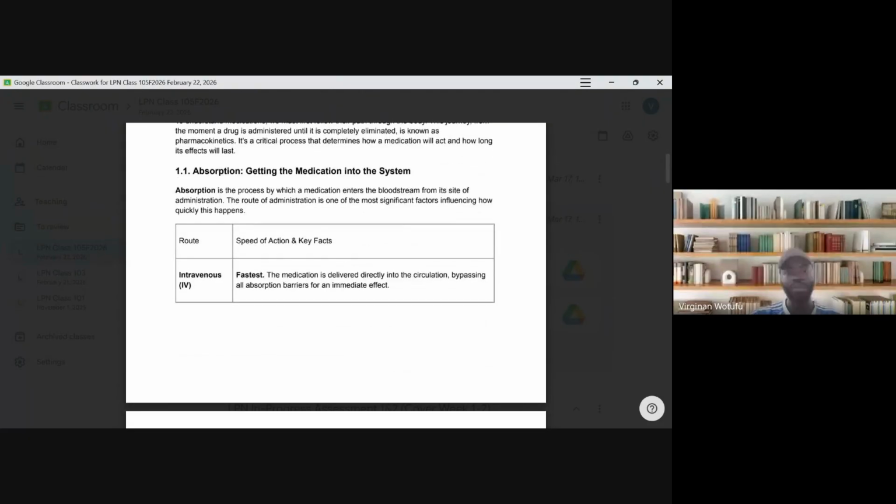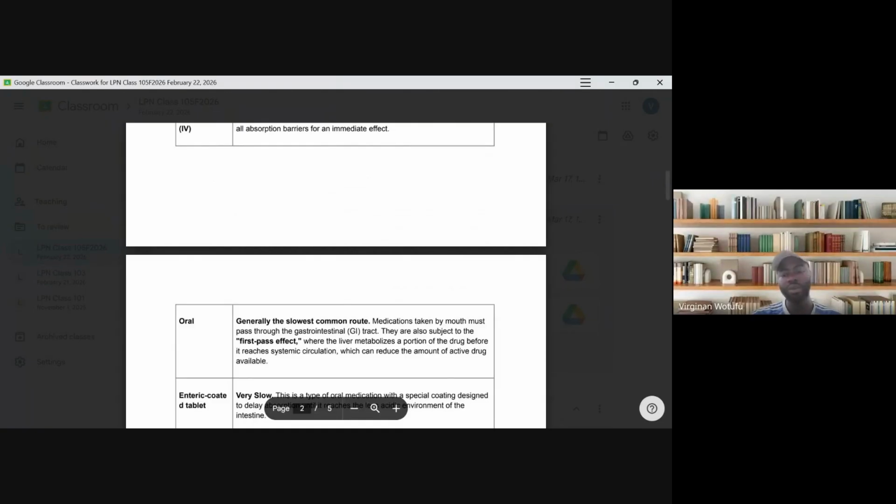After the IV route, we have the oral route. The oral route is usually slow because you have to go through the GI tract, digestion, and you have to pass through the liver. With the liver, it will undergo the first pass effect, where the medication is broken down and the bioavailability is reduced before it reaches systemic circulation and is carried to the target site.